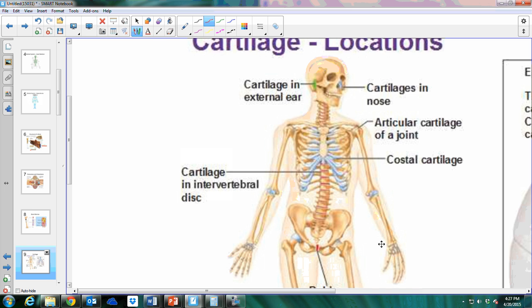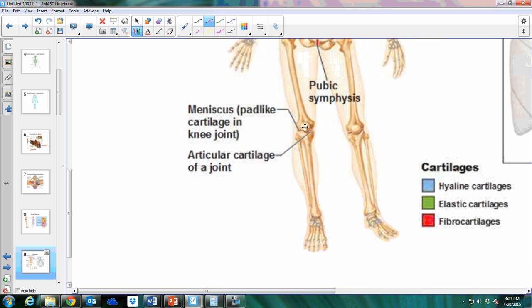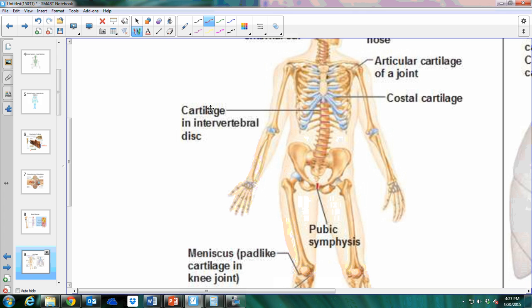There's cartilage between all of your joints in order to protect the bone there. And some of you have maybe had torn cartilage in a knee or something along those lines. Well, that represents the cartilage there that's designed to protect your knees. It's in between all of your backbones as well, your vertebrae.